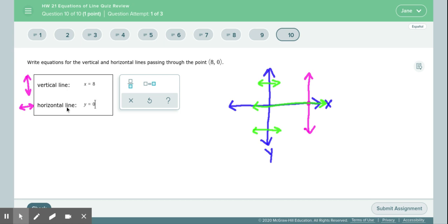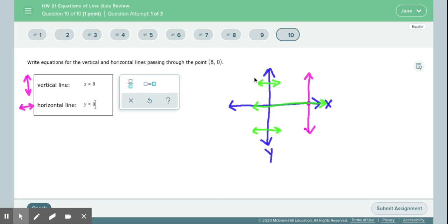So vertical lines and horizontal lines, notice that they only have one variable in them, because a vertical line is only guaranteed to go through the x-axis, and a horizontal line is only guaranteed to go through the y-axis. So you'll always have x equals a number for a vertical line and y equals a number for a horizontal line. Take a look at what your x-coordinate is. That's your x equals, your vertical line equation. Take a look at what your y-coordinate is. y equals, that is your horizontal line equation.